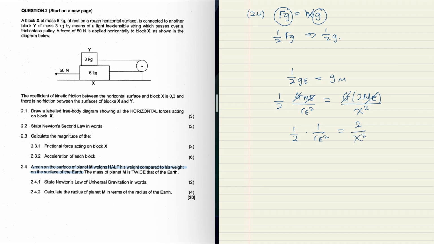Now I can combine this. I can say 1 over 2 R_E squared is equal to 2 over x squared. I can switch these now. I'll get x squared is equal to 2 times 2 R_E squared, which is 4 R_E squared. That means x, square rooting both sides, you're going to get 2 R_E. It's going to be double the radius of Earth.